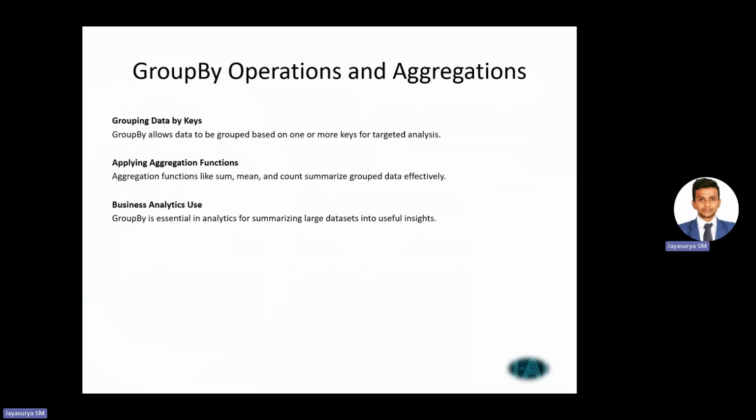Group by operations and aggregations. Group by in pandas allows us to group the data based on certain columns and compute summary statistics. For example, if you have sales data, you can group by the product category and calculate the total sales using NumPy.